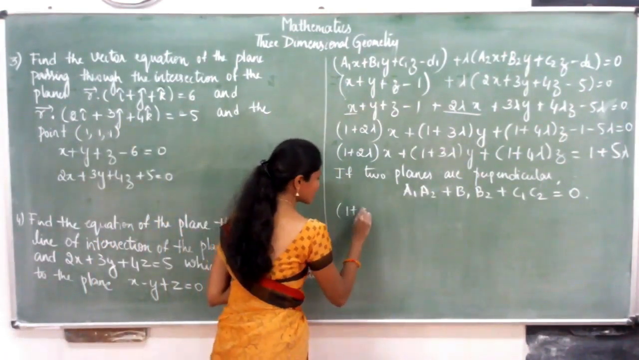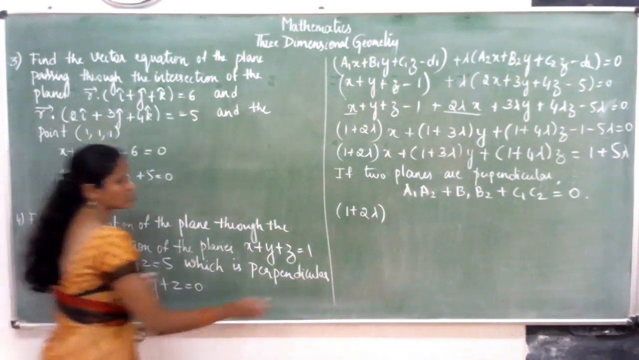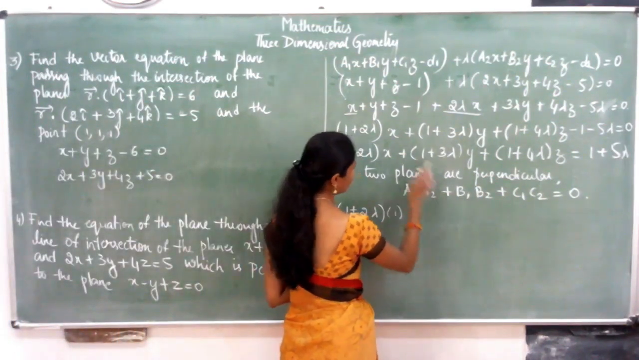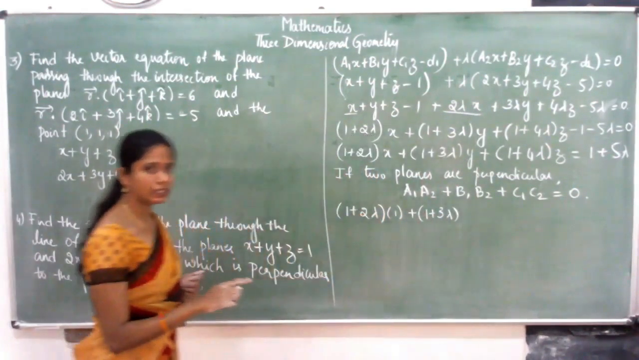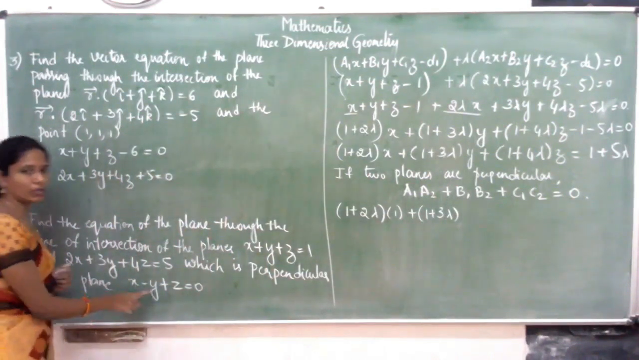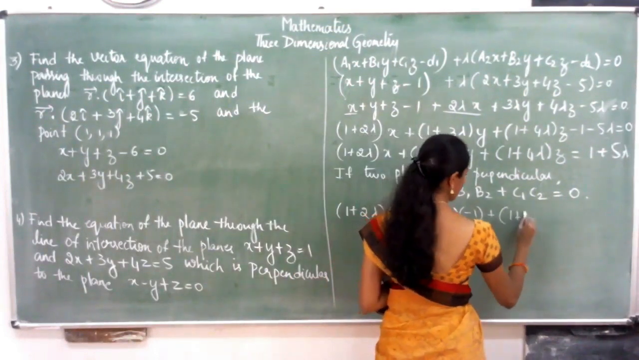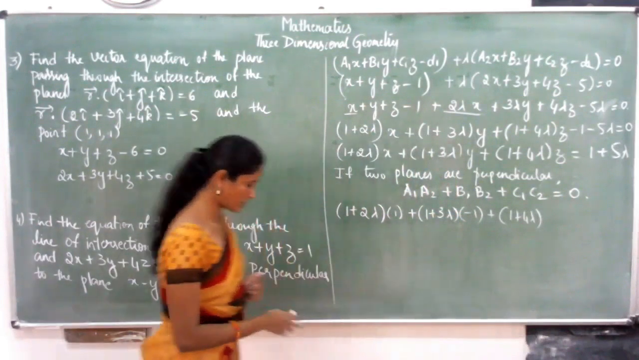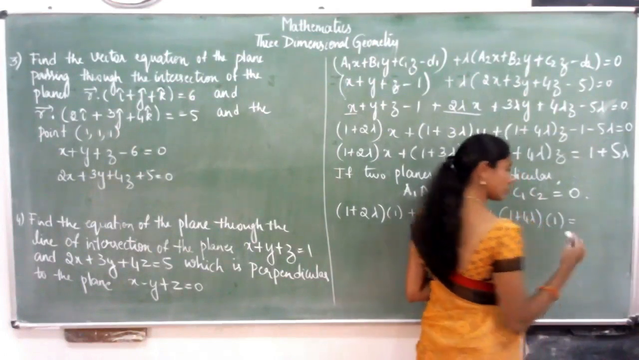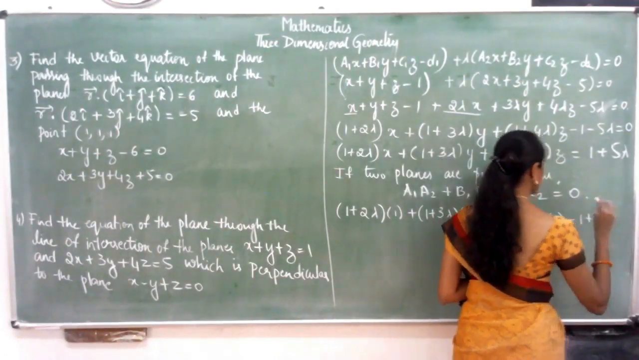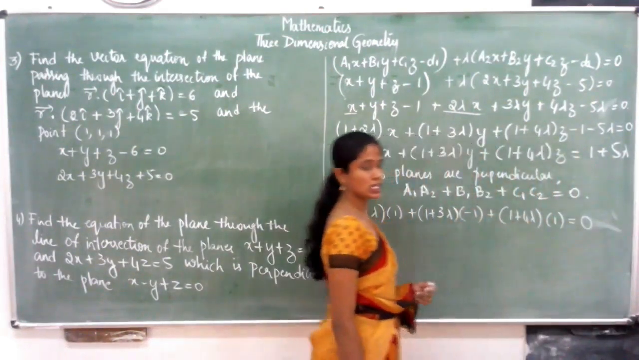So a1, which is 1 plus 2 lambda, into a2. a2 is the coefficient of x here and it is 1. Then plus b1, the coefficient of y of the first plane, 1 plus 3 lambda, into b2, the coefficient of y of the second plane, which is minus 1. Plus next c1, 1 plus 4 lambda, into c2, which is the coefficient of z in the second plane, which is 1. So 1 plus 5 lambda is equal to 0, according to the formula.